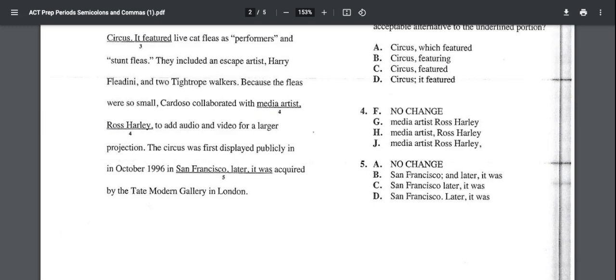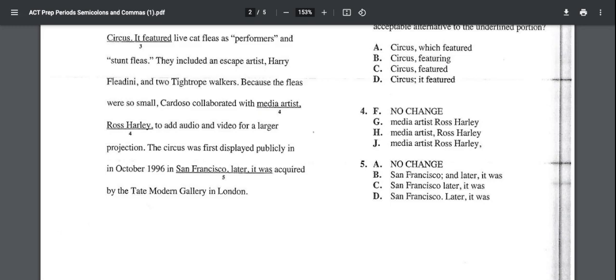I see just a lot of commas on this one in my answer choices, so I'll read the sentence keeping that in mind. Because the fleas were so small, comma, Cardoso collaborated with media artist Ross Harley to add audio and video for a larger projection. Okay, for a little trick on this one, sometimes it might get confusing because you think, well, Ross Harley is giving us more specific information about media artists, so we need to separate it with commas. That is not true here.